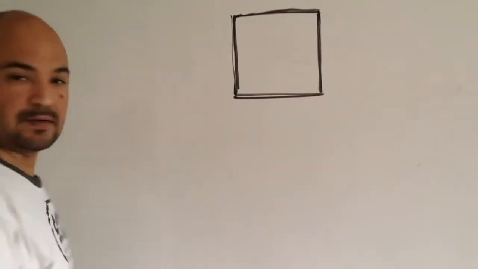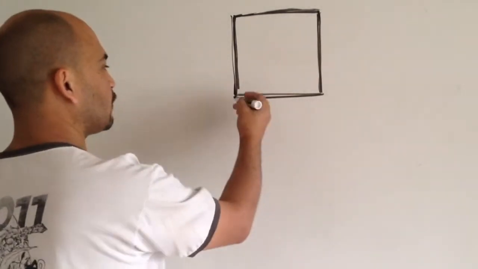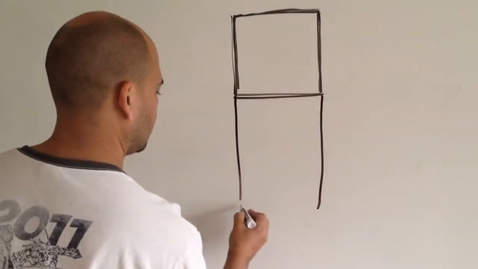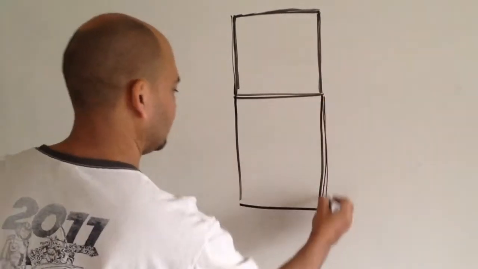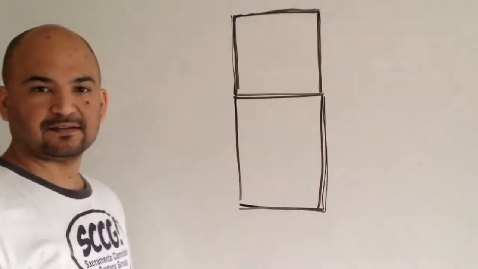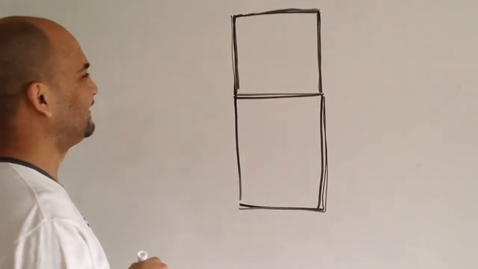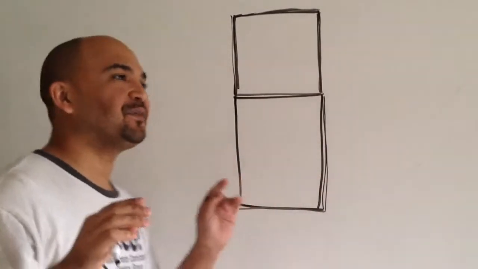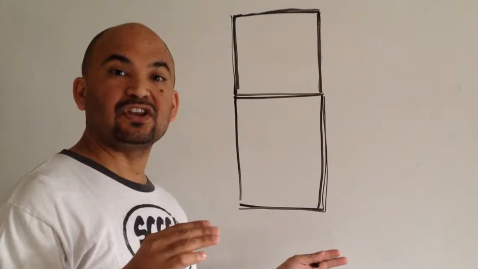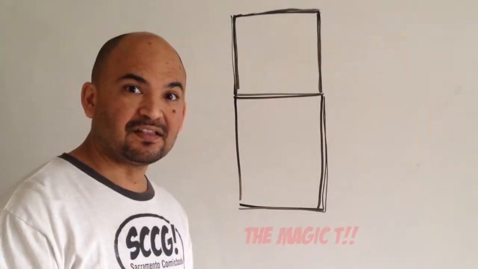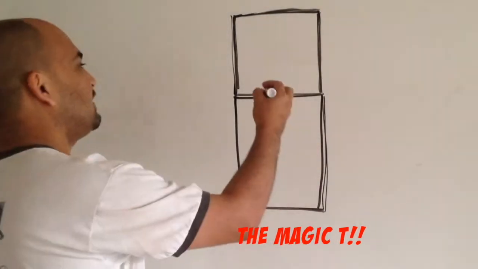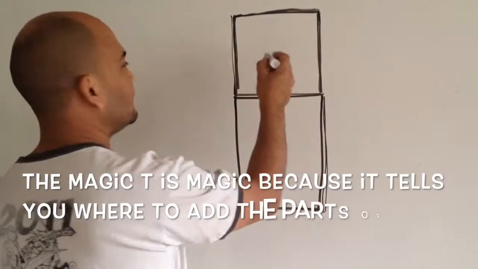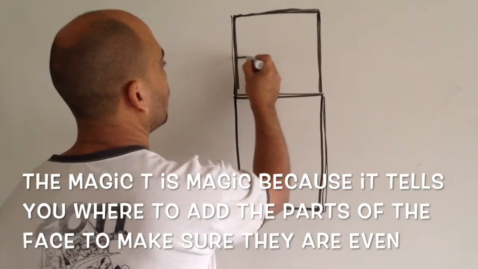Alright, right below this square we're going to draw a rectangle. Ooh, fancy. Alright. And let's go back up to the square. Now, even though we're only drawing squares, we're still going to use our artist secret. The magic T. And do you remember why it's magic T? Because when we put our T down, we're going to know exactly where everything goes.